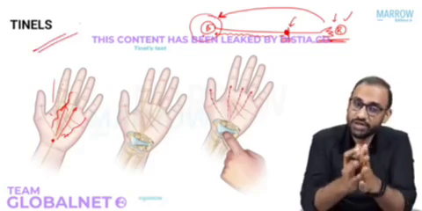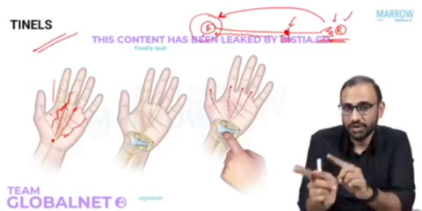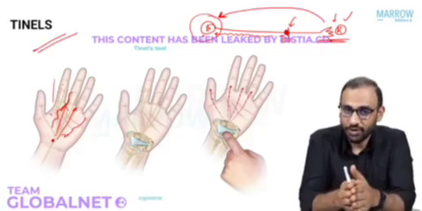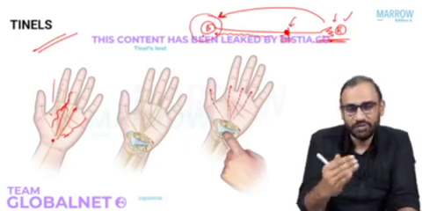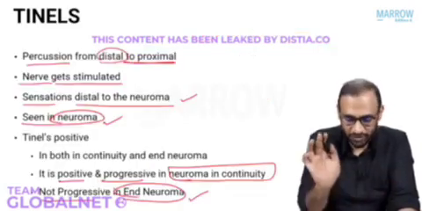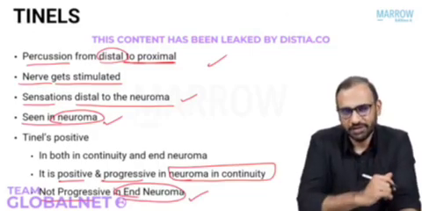So you've understood what is a positive Tinel. Positive Tinel requirement is neuroma. 2 neuromas: neuroma in continuity and neuroma. Neuroma in continuity, positive and progressive Tinel. And in neuroma, only positive, non-progressive Tinel. So far, so good. Okay? Everything you've understood? Now, let me ask you something next.